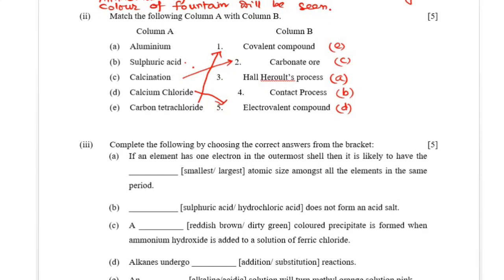Sulfuric acid is produced by the contact process, and aluminium is extracted by the Hall-Héroult process, which is a purification process. So the result is here. Now let us move to the next, question number 3.